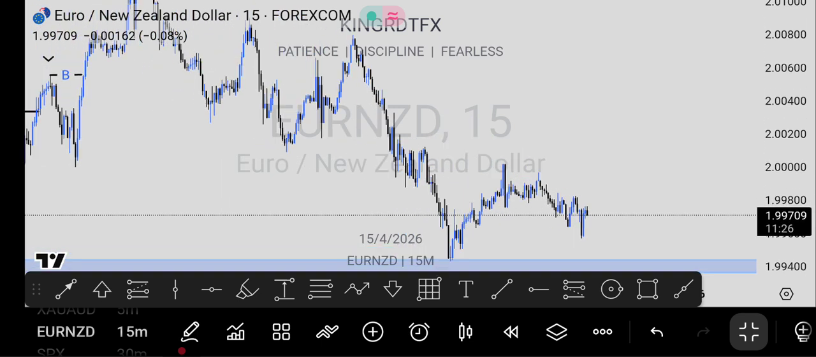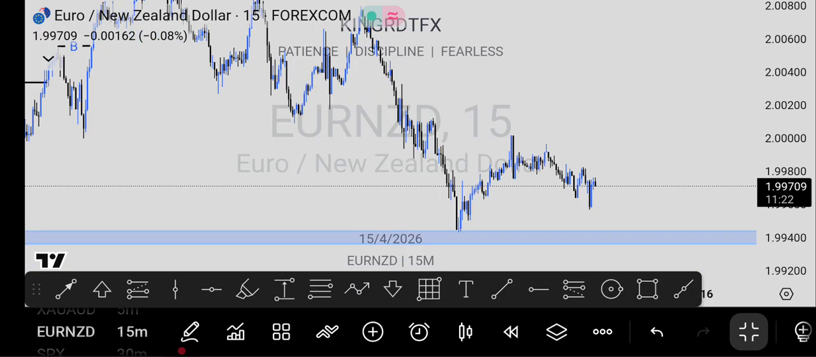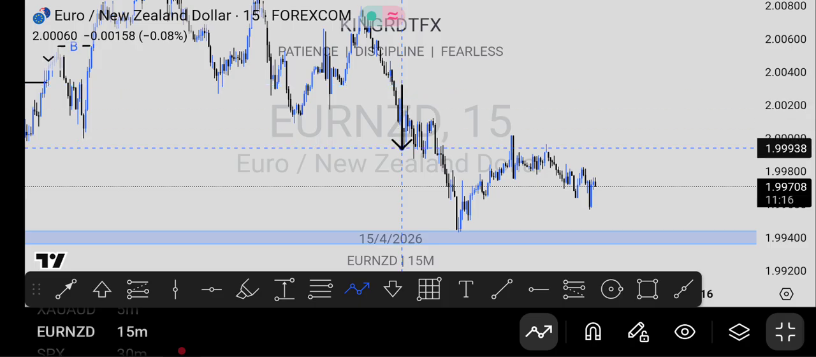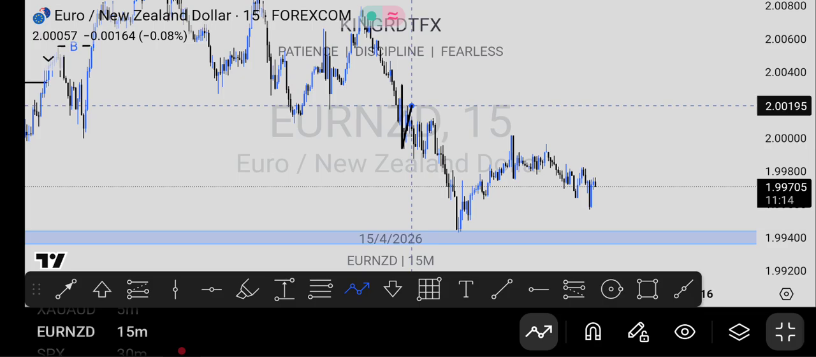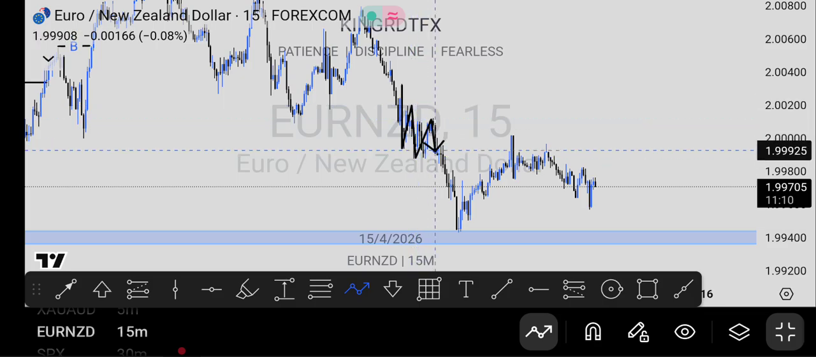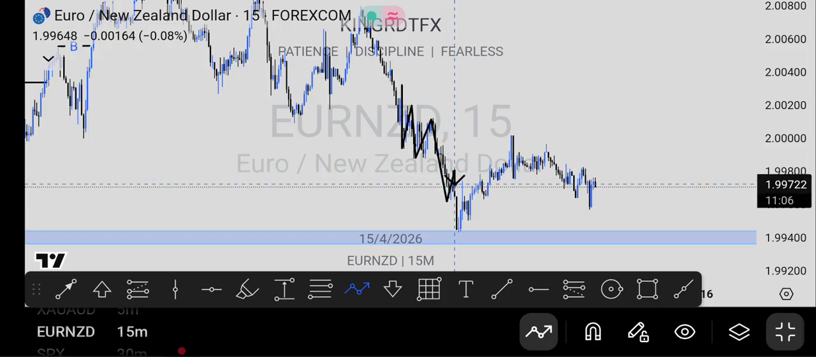Now look what price did here. Right, let's look at what price did. We're looking for confirmation, right? Lower high, lower low, lower high, lower low, lower high, and then lower low, lower high, lower low.